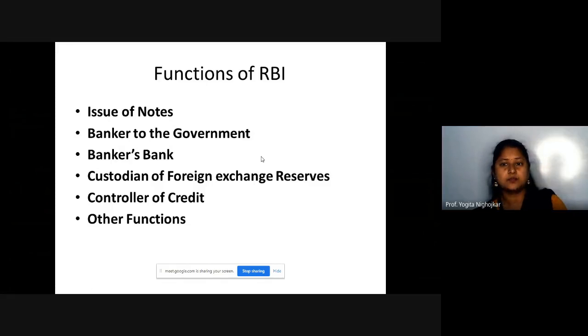The second important function of the Reserve Bank is to act as the banker, agent and advisor to the government of India and state. It performs all the banking functions of the state and central government, and it also tenders useful advice to the government on matters related to economic and monetary policy. It also manages the public debt of the government.